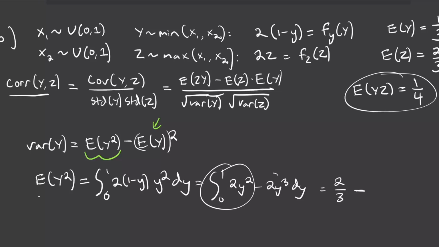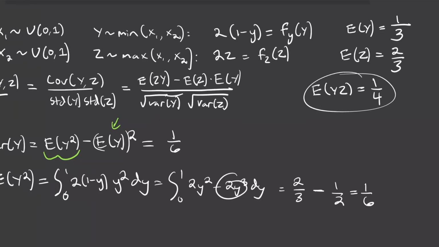And then for this term right here, we're going to subtract off the integral of 2y cubed, which is just going to be 2 times y to the power of 4 on 4 evaluated from 1 to 0. So that's just going to be 2/4, also known as 1/2. So that's just going to be equal to 1/6. So we have 1/6 here, and then we need to subtract off the expected value of y squared, which we found was equal to 1/3. So minus 1/3 squared, that's going to give us 1/18 here.